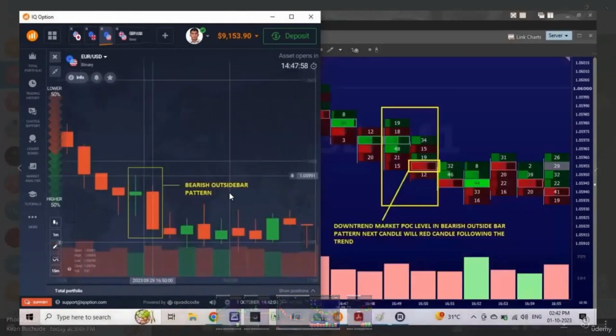Okay, here is a bearish outside bar pattern. Yes, it's the bearish outside bar pattern, a perfect pattern here. And this is the break bar, this one. When the market structure is very strong, a break bar in a strong, trendy downtrend market also acts as a sign of continuation.